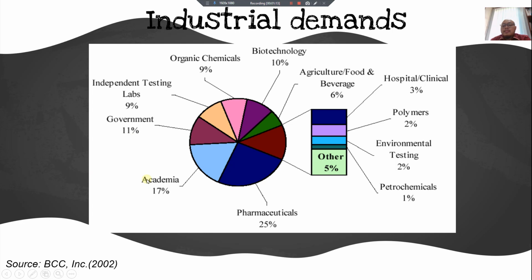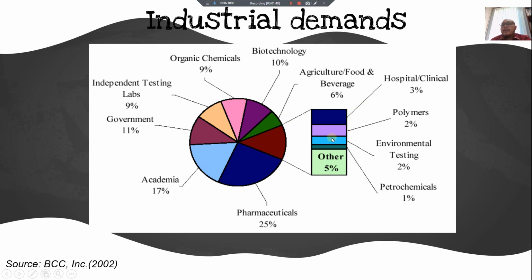Academia like us, not like you, not really sure. Let's say in the future you want to be a researcher in academia, of course we use a lot of separation methods. Pharmaceutical, you want to look at the drug. Organic chemical, how to purify things. Biotechnology, how to deliver, for example, the medicine. Agriculture, to look at the poisons and the fertilizer. And then we have a lot of other things: hospital, polymers, environment testing, petrochemicals.